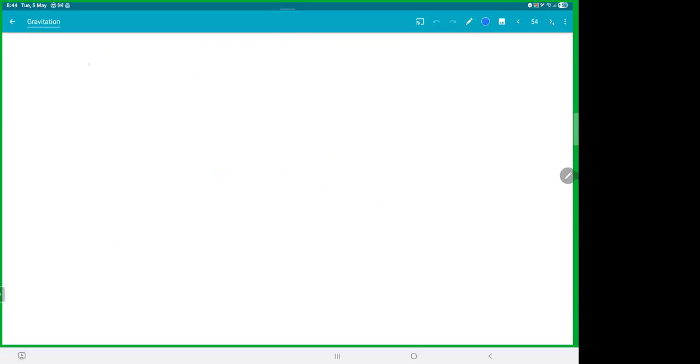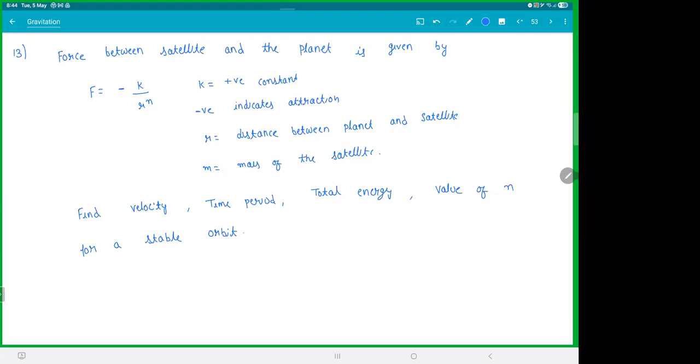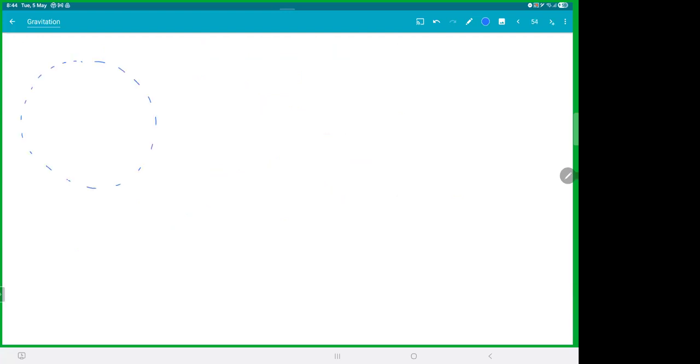See, how do we get the velocity? Why are you guys struggling with that? The particle is going in an orbit, right? A stable circular orbit. Let's take a circular orbit. There is a possibility of getting an elliptical orbit also, but we don't want to deal with that right now.